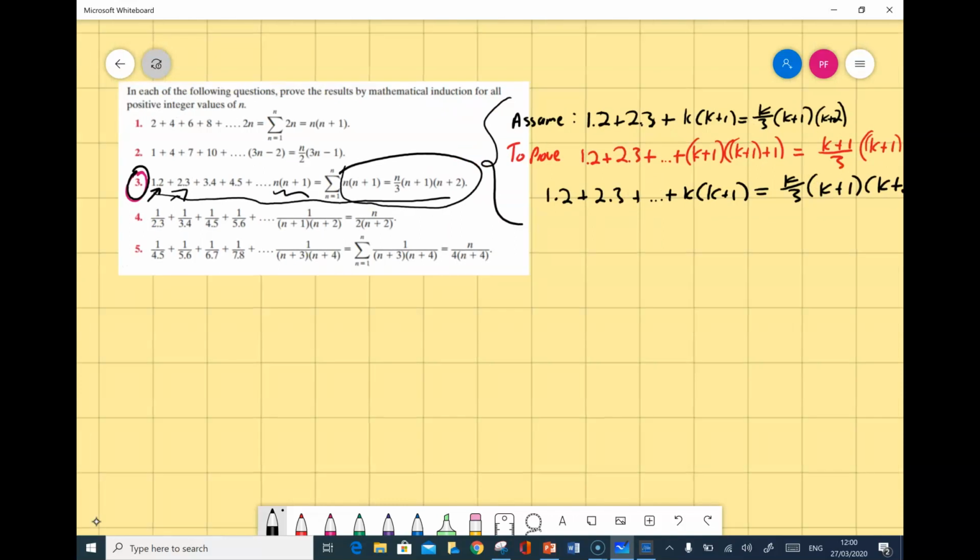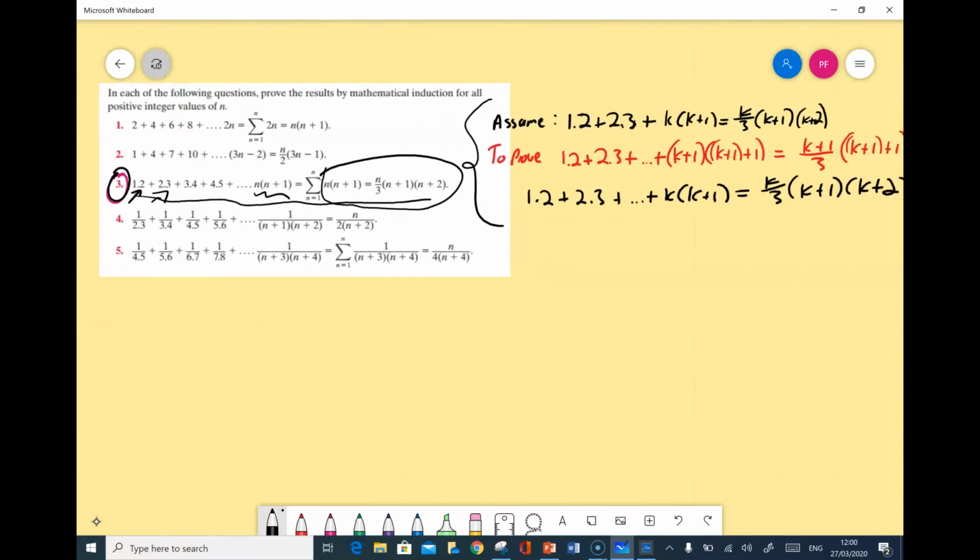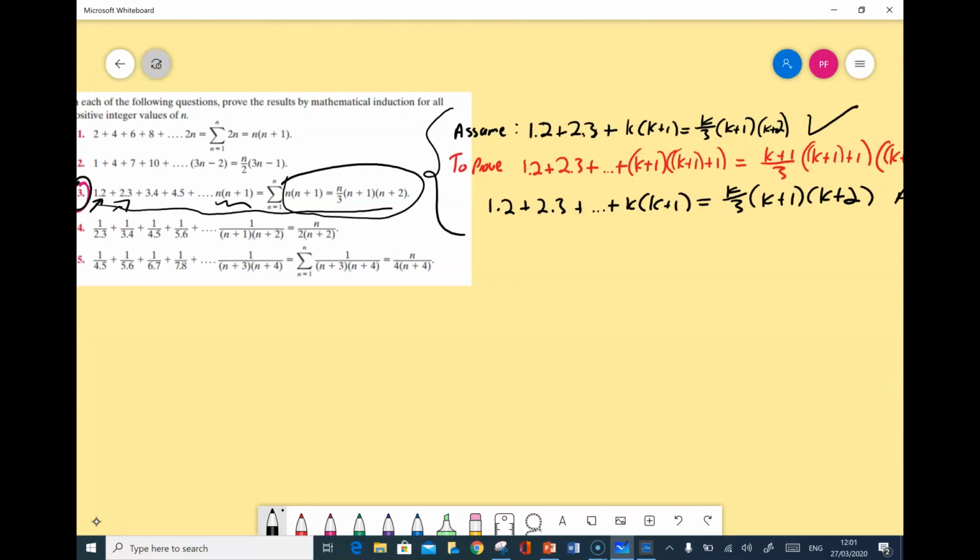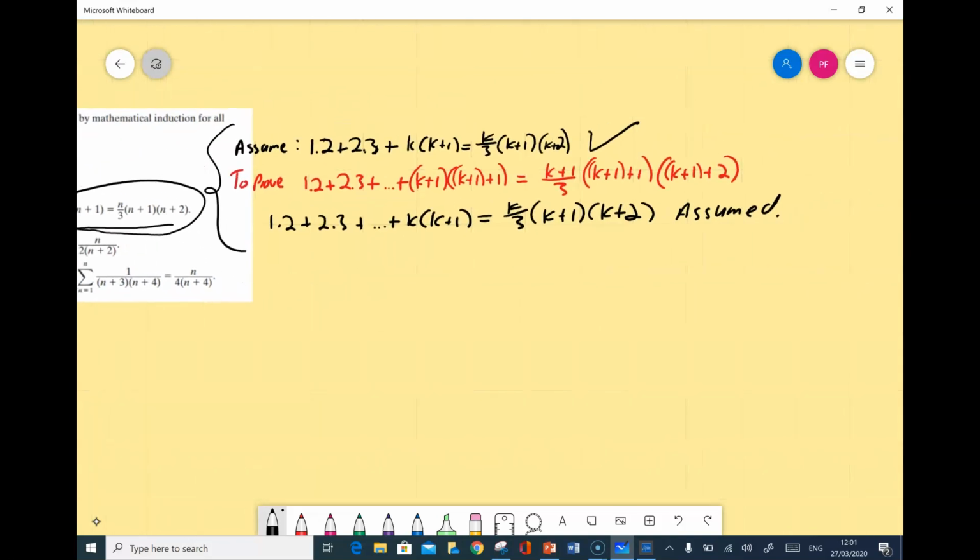Make sure you put in 1 for n to check it for n equals 1 first. Then we write down our assumption. Then we put k in for n, then we put k plus 1 in for n, and then we'll start our proof with rewriting our assumption.